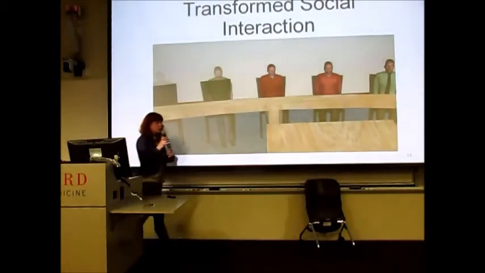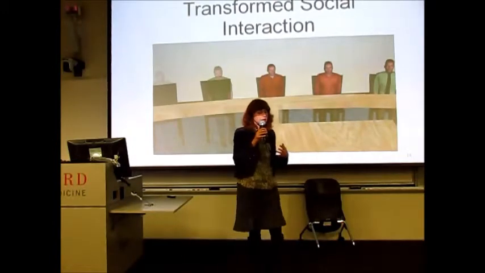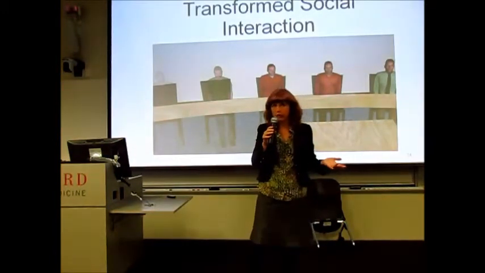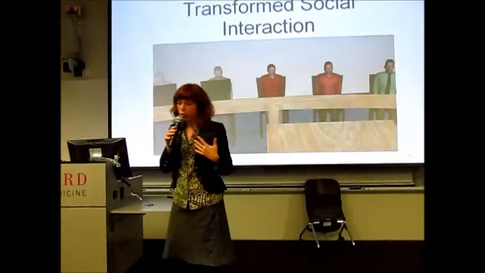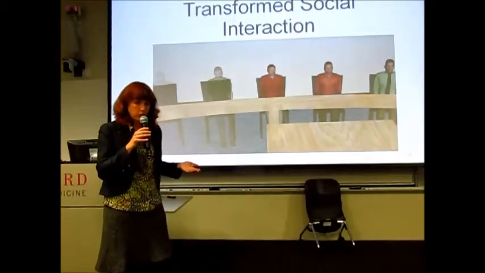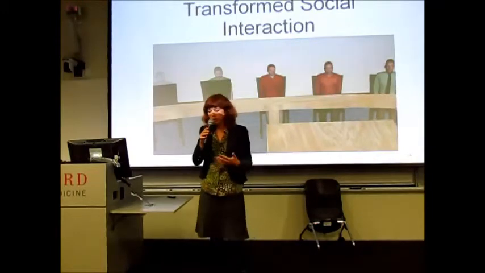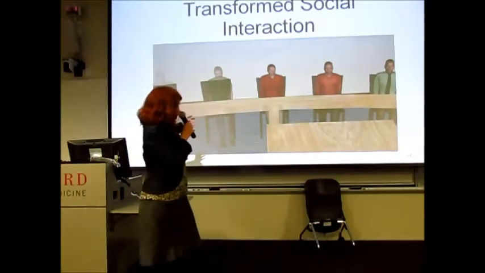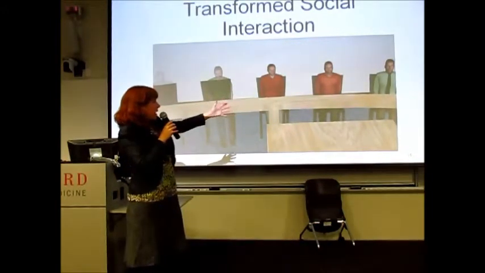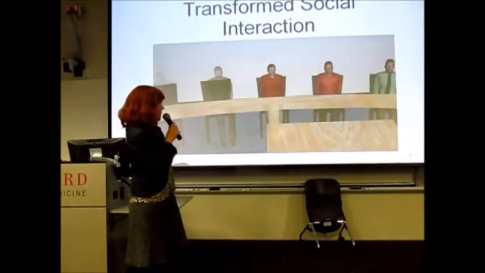So what we can use this for is something called transformed social interaction. This is the idea that we could reproduce real life in virtual reality to an extent. We can do more interesting things than that. This is an example. This slide here, you'll notice that some of these people are opaque, and some of these people look like they're kind of fading away.